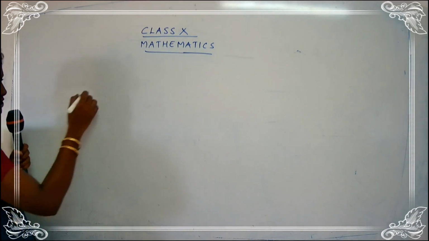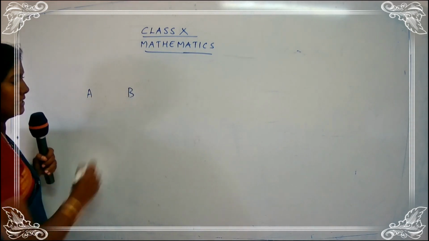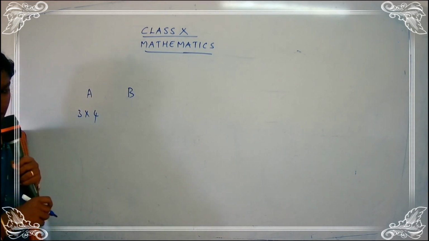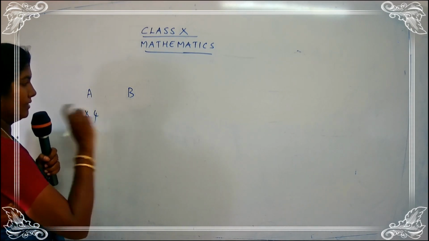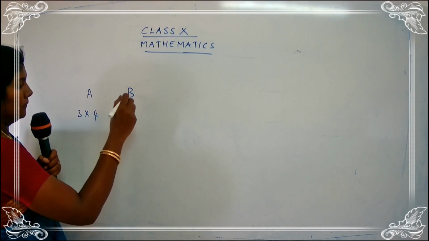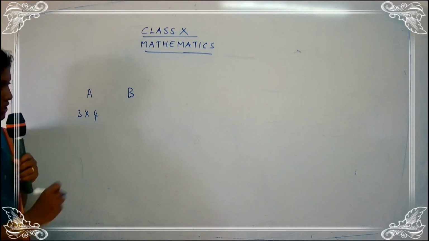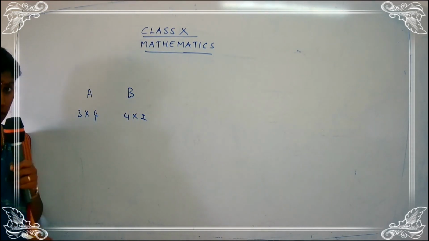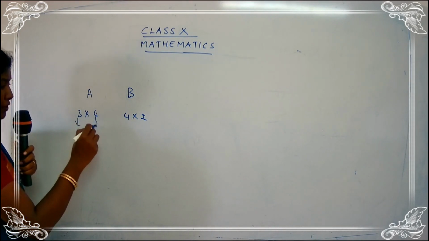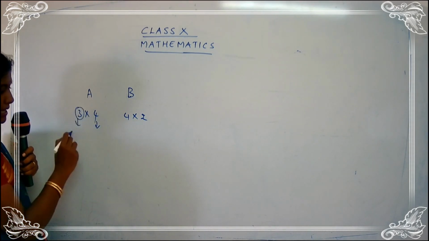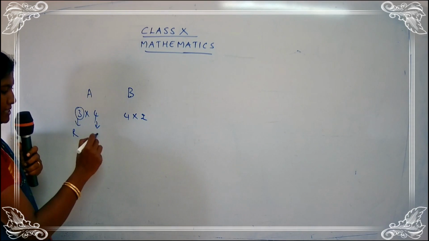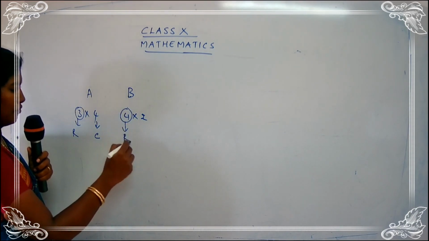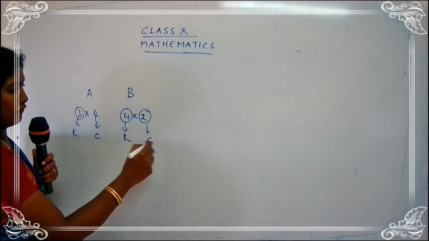For multiplication, suppose I have a matrix A and B. The matrix A is of order 3 cross 4 and the matrix B has an order 4 cross 2. Okay children, you know the meaning of 3 and what is 4. Here the 3 is the number of rows, 4 is the number of columns. For B, 4 is the number of rows and 2 is the number of columns.